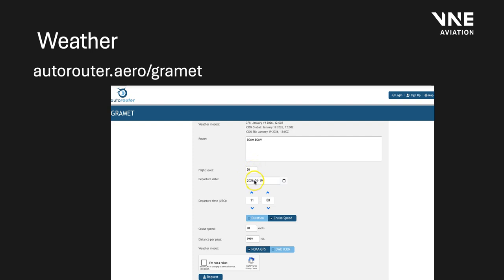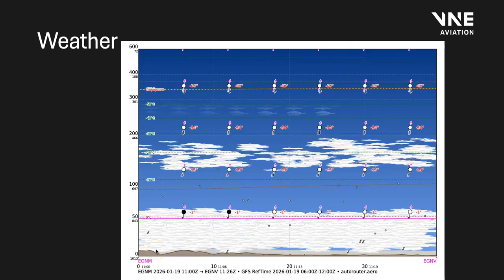The date I'm flying, the time I'm flying, I'm going to say I'm flying at 90 knots. You can adjust the page layout, have a bit of a play with that, and click I'm not a robot and click request. And it'll download this grommet for you, which is essentially a cross section, and I'm quite a visual person, so I find this is a really, really useful tool to help me make some decisions some days.